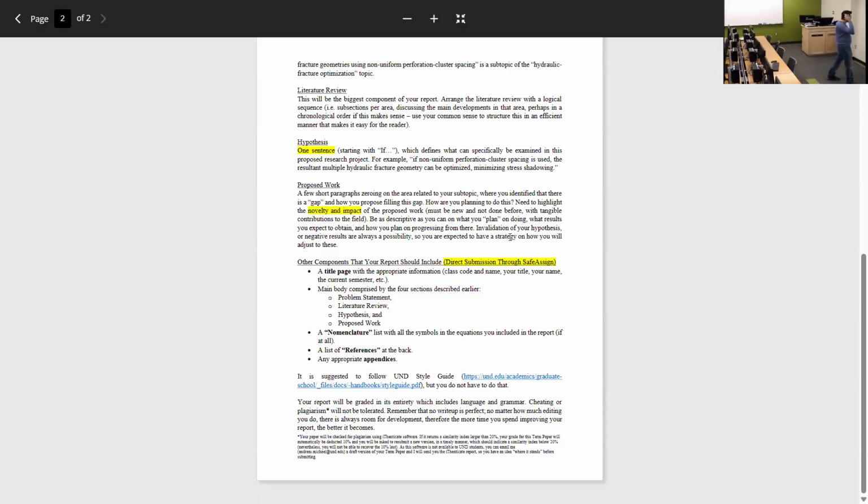Cheating or plagiarism will not be tolerated. Remember that no write-up is perfect. No matter how much editing you do, there is always room for development. Therefore, the more time you spend improving your report, the better it becomes. You guys know I used to be in SPE's Way Ahead magazine for a few years, from 2018 until 2022. I was the editor-in-chief for 2020 and 2021.